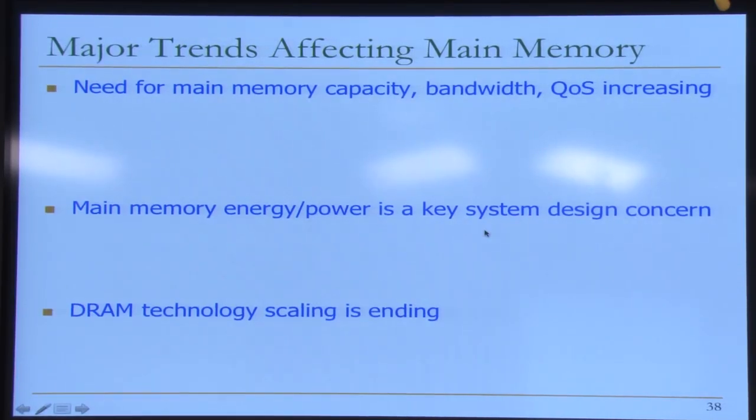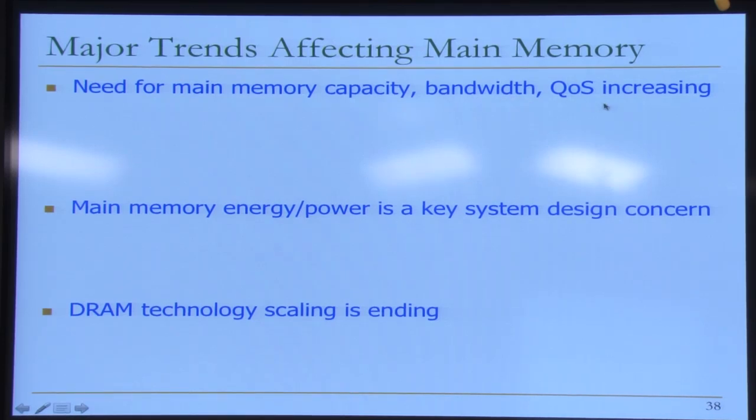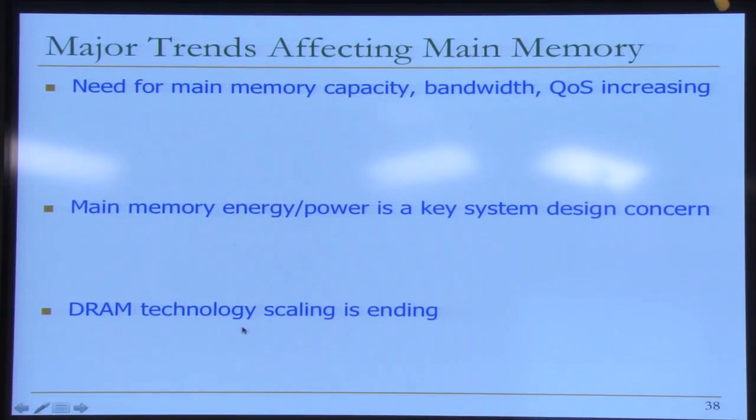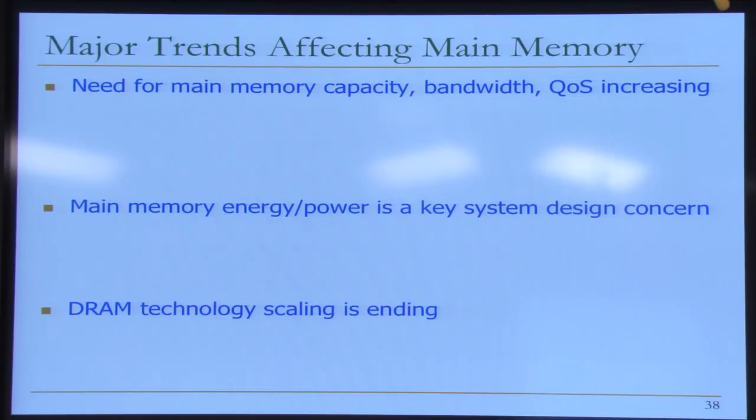So to recap, there are some relatively new major trends affecting main memory. We want more capacity, more bandwidth, more quality of service, more predictability. Energy and power is increasingly more important. And DRAM technology scaling is ending. And it will not become easier, basically. It's clear that manufacturers will try to scale DRAM to smaller size, but they will see more and more issues like the Rowhammer problem, because it's just fundamental. As you push the circuits down that much, they become more vulnerable to errors, and you need to find ways to fix them.